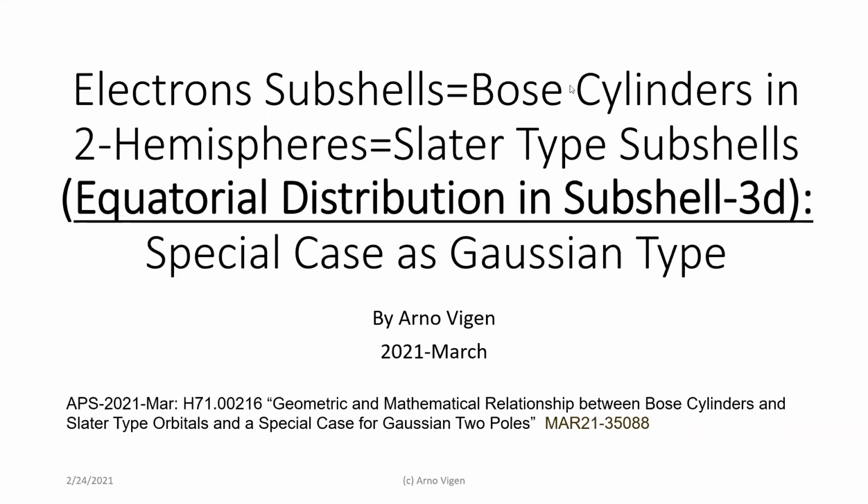This poster covers electron subshells as equal to a Bose cylinder in two hemispheres, that also being equal to Slater type subshells. Specifically, we're going to drill down to equatorial distribution in subshell 3D and make that a special case as a Gaussian type subshell, not Slater.